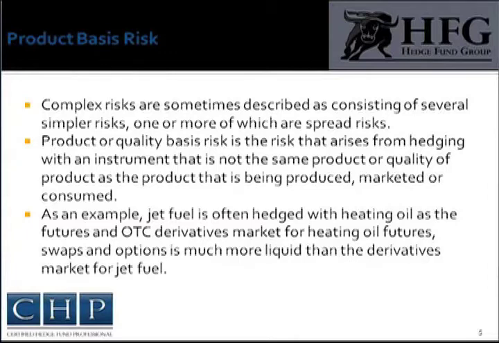Product or quality basis is a risk that arises from hedging with an instrument that is not the same product or quality as the product and quality of the instrument that you are looking to hedge. For example, jet fuel is often hedged with heating oil, as the futures and OTC derivatives market for heating oil futures, swaps, and options is much more liquid than the derivatives for jet fuel. While jet fuel and heating oil are similar and highly correlated, they are not the same product, and therefore you have a jet fuel basis risk. These two movements are not always consistent.